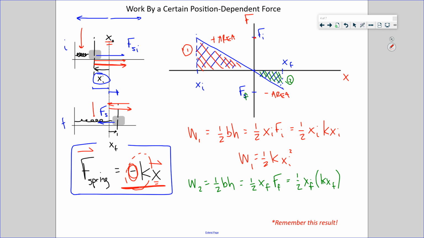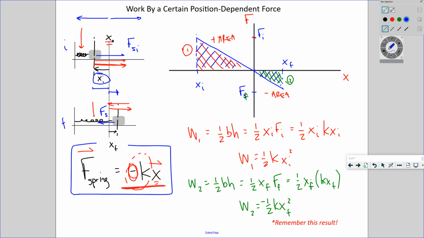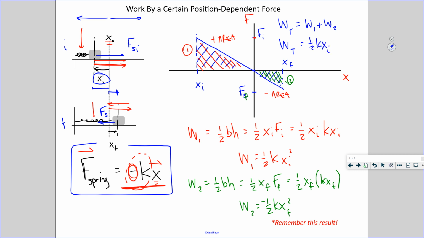All right, so this we're going to call a negative area, and this work done here, work 2, is negative 1/2 kx final squared. So the total work done is the sum of those two works done, and the work done total is 1/2 kx initial squared minus 1/2 kx final squared. Now, if you have a background in energy so far, you know that that is the potential energy stored in a spring.